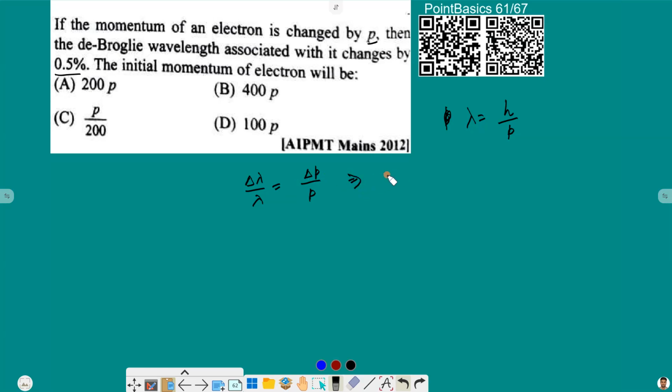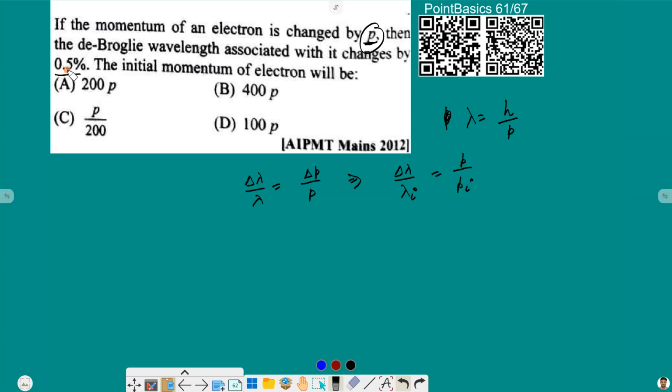So from this, the change in momentum is p. So we can write that delta lambda by lambda initial, where delta lambda is the change in wavelength and lambda initial is the initial wavelength, is equal to delta p, where delta p is the change in momentum. So it will be p by p initial.